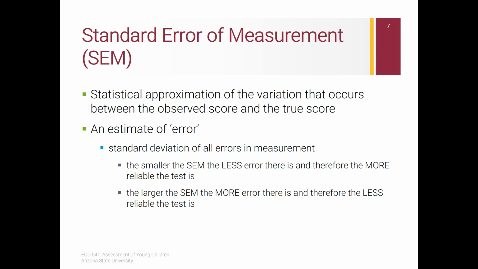SEM is also known as standard error. It is the statistical approximation of the variation that occurs between the observed score and the true score for a group on which the test norms are based. It is an estimate of error and represents the average amount of measurement error and is basically interpreted as a standard deviation of all errors in measurement.